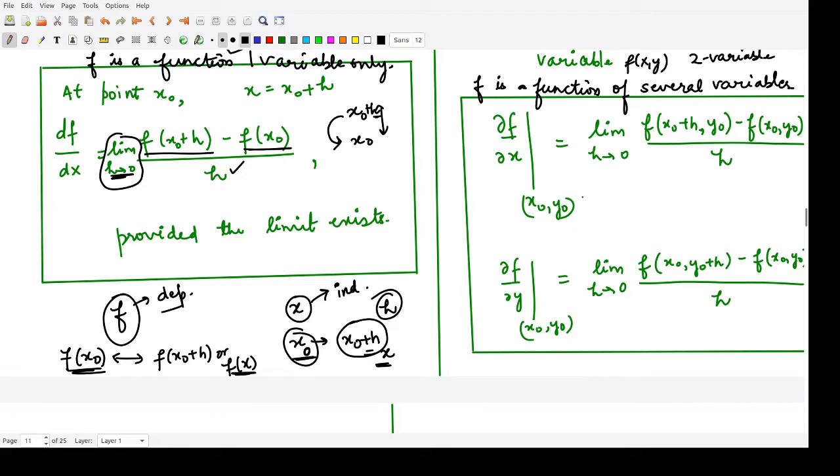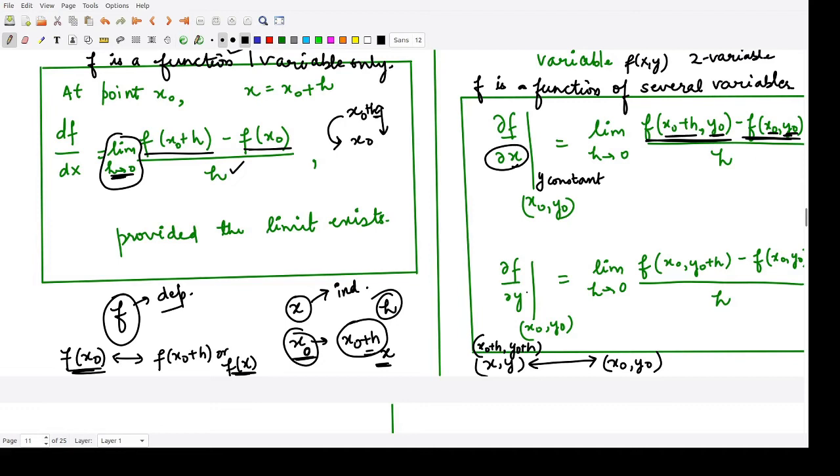So I am saying one point is x comma y, another point is x naught comma y naught. Whenever the distance between these 2 points is very small, that means h is very small. So this point is represented by x naught plus h, and the point y is represented by y naught plus h. Whenever this distance is tending towards 0, we see what is the difference between the function values. So whenever you calculate the partial derivative with respect to x, you keep y as constant, the other variable as constant. That means we are not changing y at all, we are only changing x.